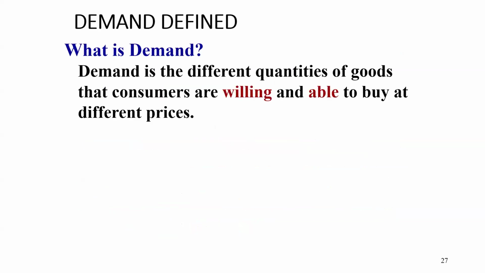Okay. All right, demand defined. What is demand? Demand is different quantities of goods that consumers are willing and able to buy at different prices. So different quantity of goods that consumers are willing and able to buy at different prices.